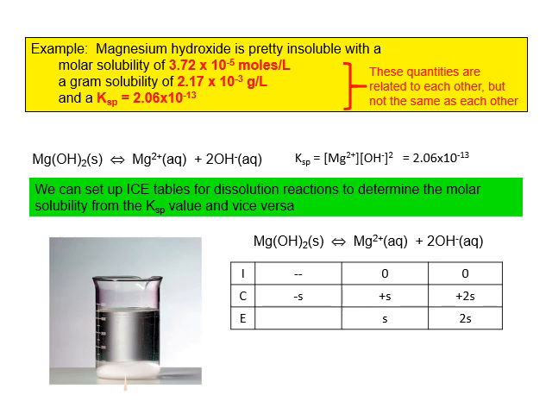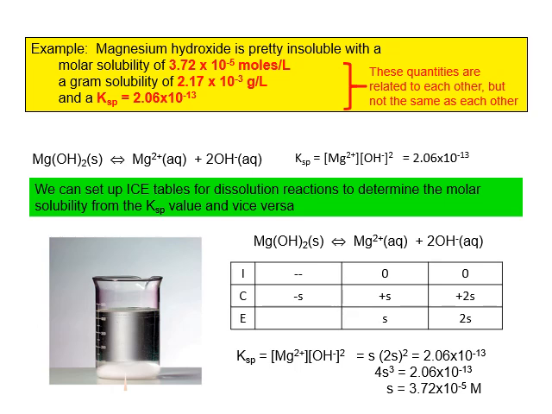It's the same. So at equilibrium, we should have S concentration or S molarity of magnesium 2+ ions, and the concentration of hydroxide should be 2S. We can plug these equilibrium values into the KSP expression, combine terms, and solve for S, which will be the molar solubility. In this case, S will have a value of 3.72 times 10 to the minus 5 molar.